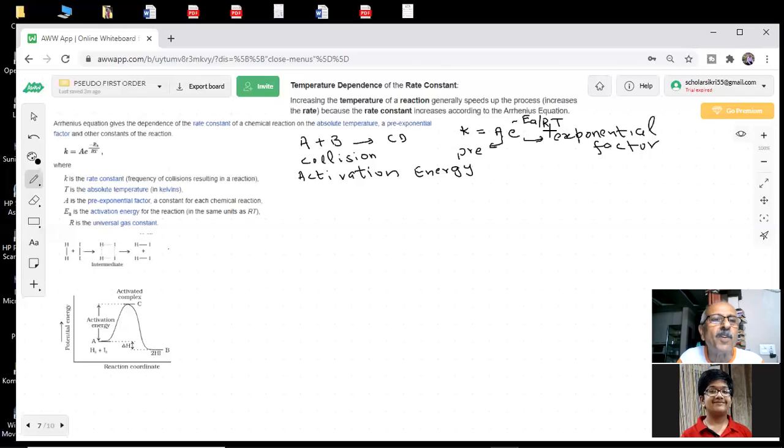Now here I have shown k = A e^(-Ea/RT), with a minus sign here. k is my rate constant, related to the frequency of collisions resulting in a reaction. T is the absolute temperature, always taken in Kelvin, students. Do not use centigrade. If it is given, we have to convert it. A is a pre-exponential factor, a constant for each reaction. For each reaction there will be some constant value, and we'll see how we calculate that value also. And Ea is the activation energy of the reaction, in the same unit as RT.